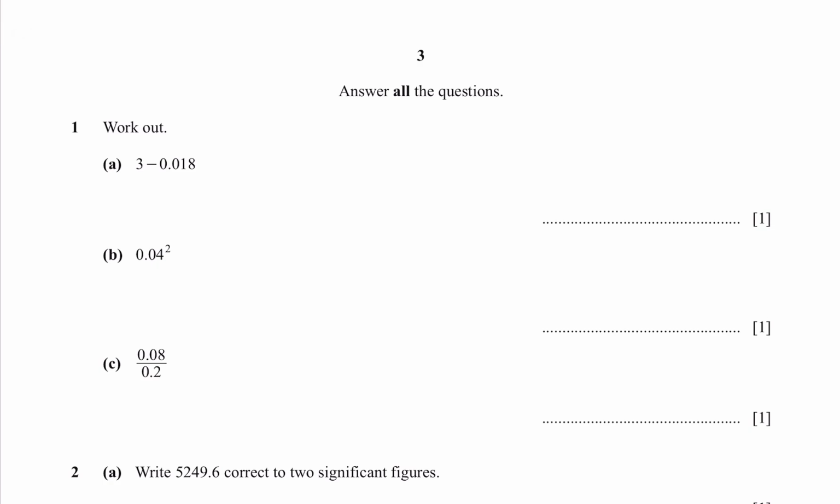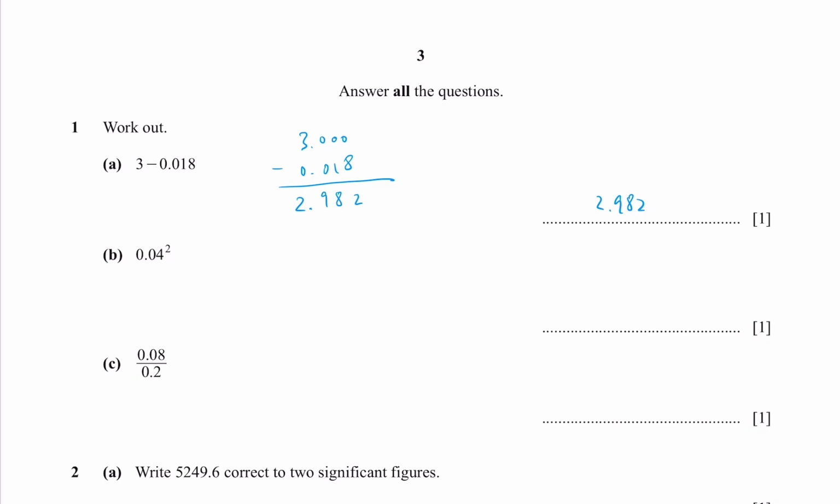To find 3 minus 0.018, first we write 3 as 3.000 minus 0.018. Then 10 minus 8 is 2, and then 8, and then 9. Finally, 3 minus 1 is 2. So the answer is 2.982.